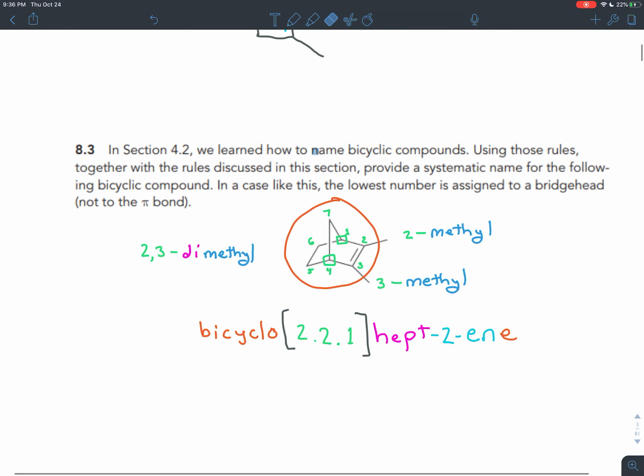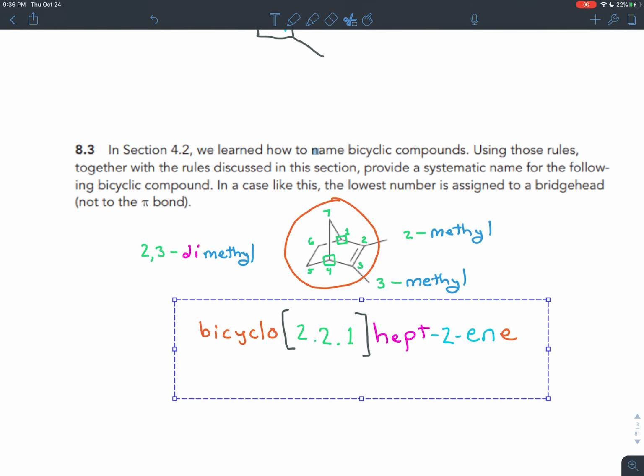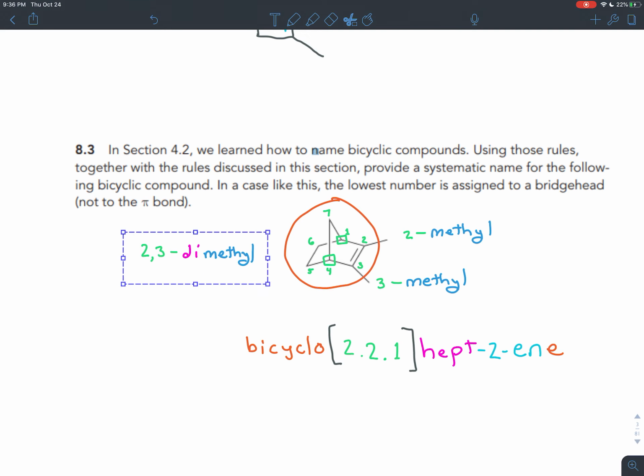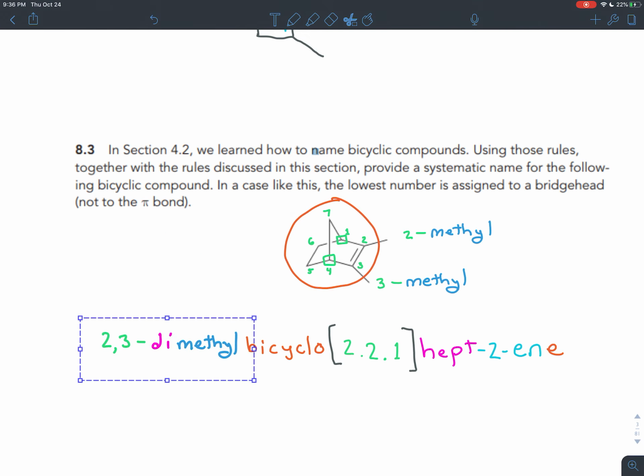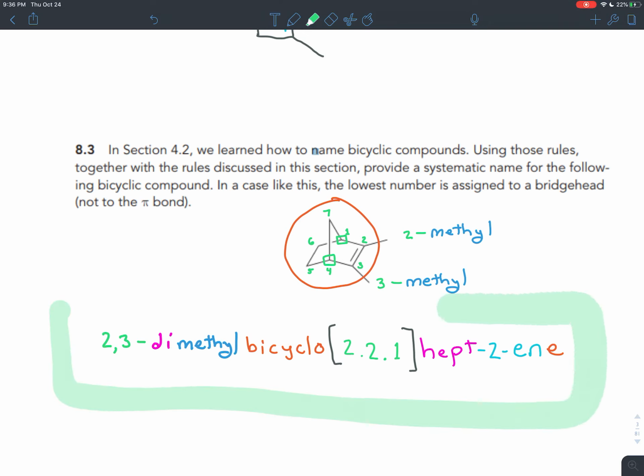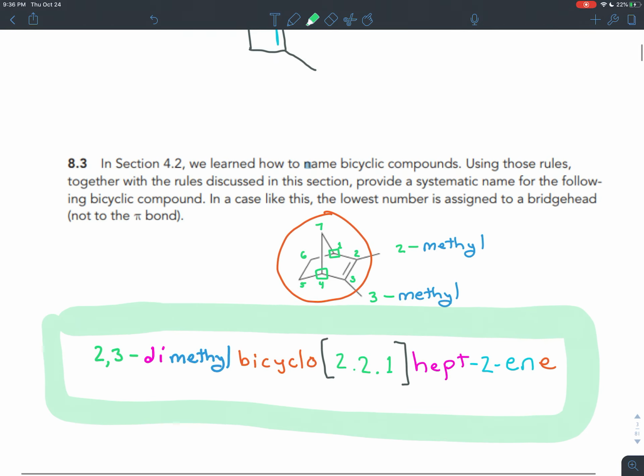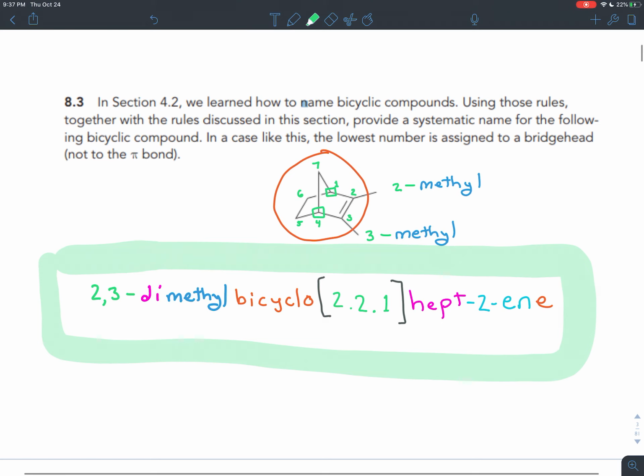So we have the names for those branches, and we have the gigantic backbone name. The names for the branches always come first. So the full name for the molecule will be 2,3-dimethylbicyclo[2.2.1]hept-2-ene. It's a beautiful name because it gives a clear indication of every single thing, placement, structure in that molecule. So that's hopefully a nice review of how to name bicyclic compounds, and you could see how it changes just a little bit when you have a double bond.